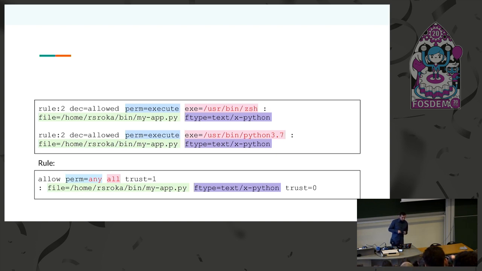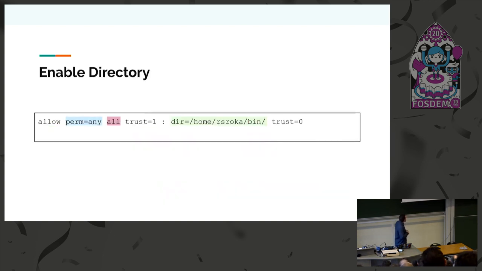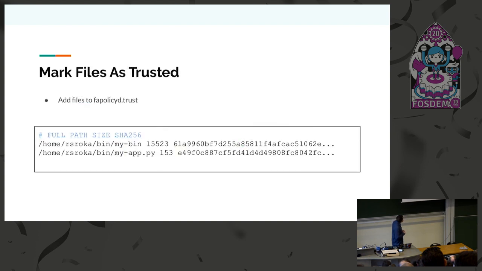And again, the object is the same as before. The second way to enable this application is to enable the whole directory. But this is not very secure, right? And the third way, which is the best from my point of view, is to add these applications to the FAPOLICYD trust file, as we can see in the image.